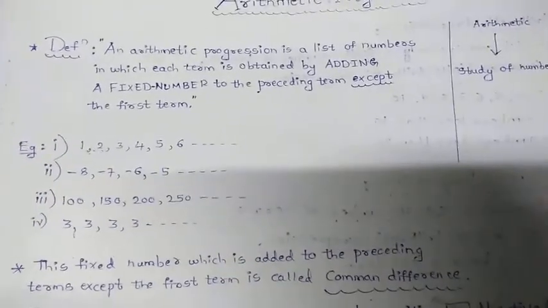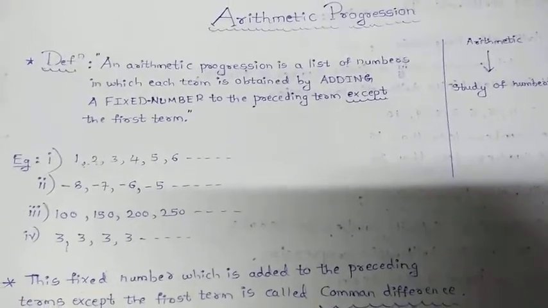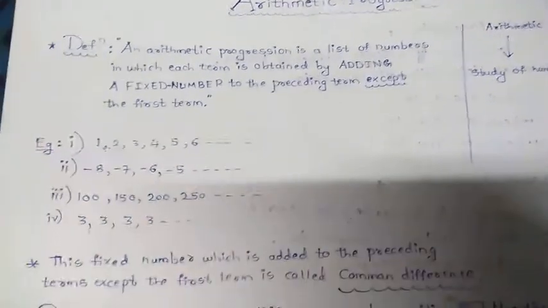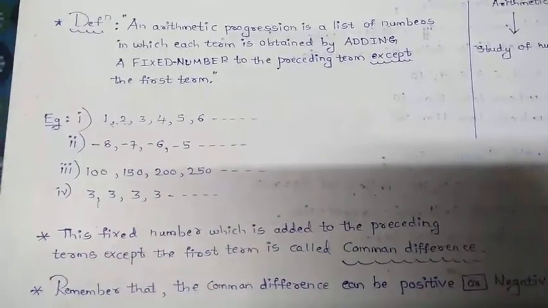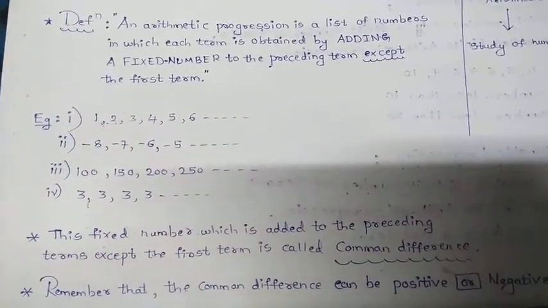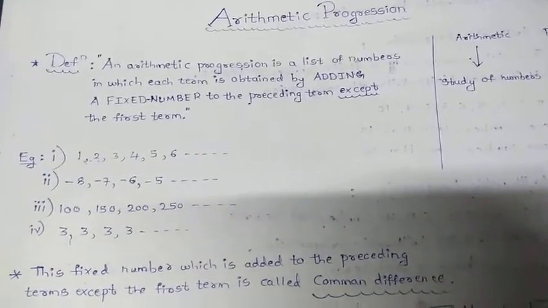So I hope what you mean by the term arithmetic progression and the definition of arithmetic progression is clear, and what you mean by common difference and the properties of common difference are clear. So moving on to the next topic.